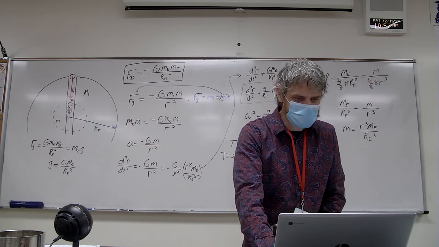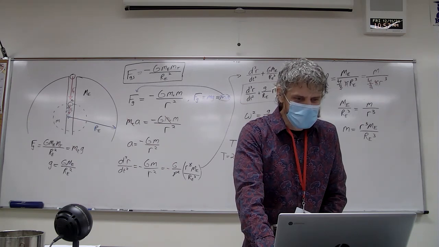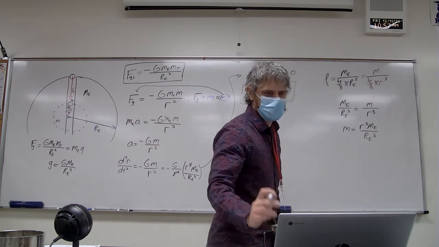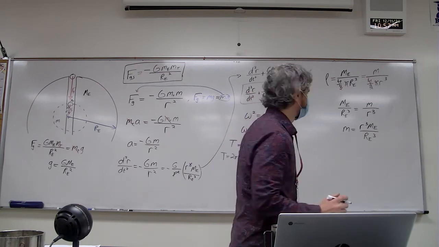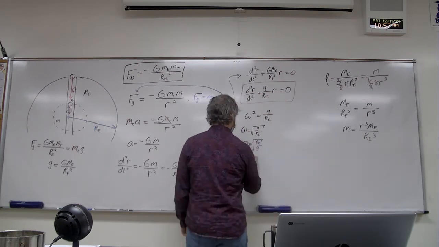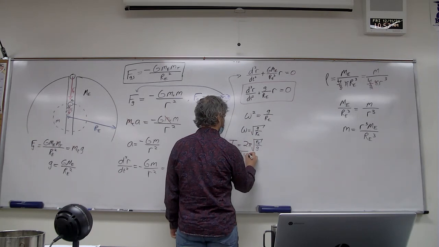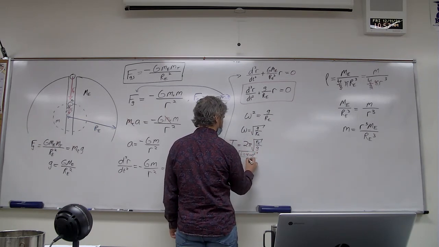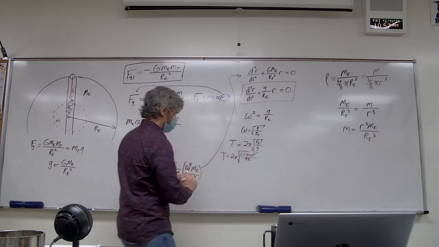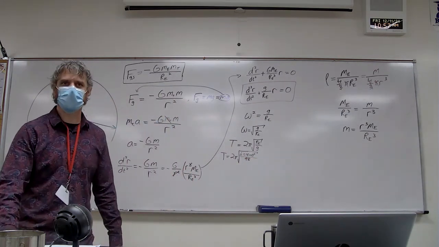Wow. It's about 6300. 6.378 times 10 to the 6. So 6.378 times 10 to the 6th divided by 9.8. Do that in your head, right, Joel?